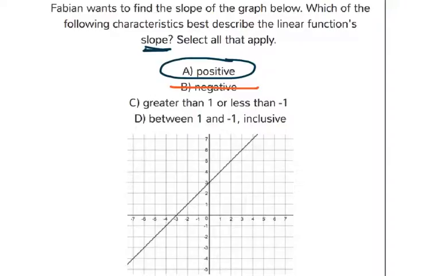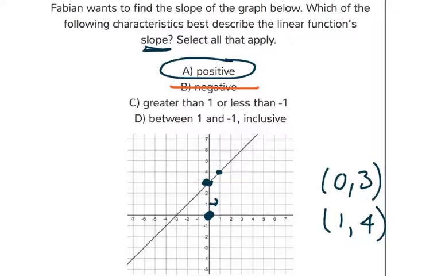At x equals 0, my y is 3. So one of my points is (0, 3). And then as I move 1 unit to the right, my y becomes 4. So I have (1, 4).